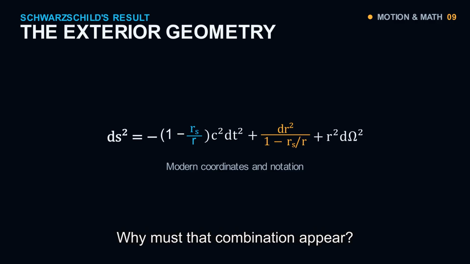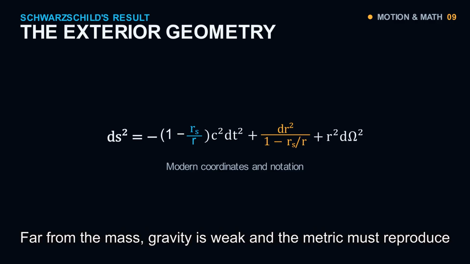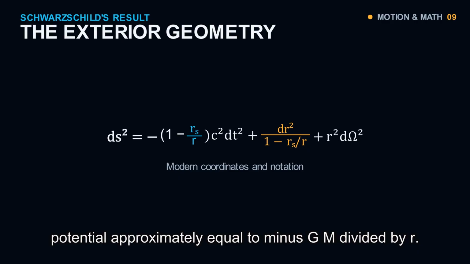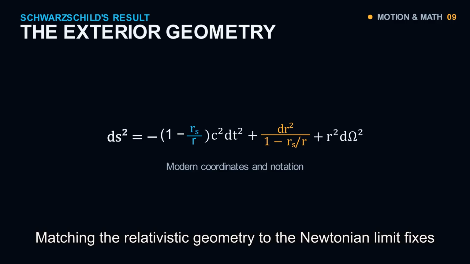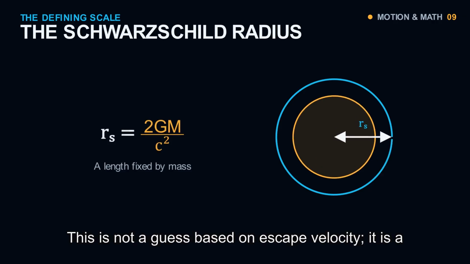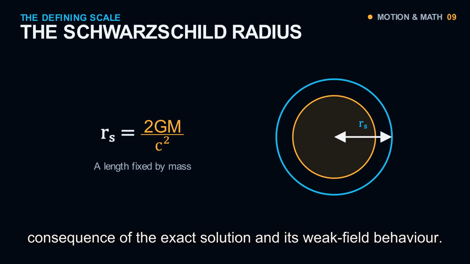Why must that combination appear? Far from the mass, gravity is weak and the metric must reproduce Newtonian gravity. In that limit, the time component encodes a gravitational potential approximately equal to minus GM divided by r, matching the relativistic geometry to the Newtonian limit and fixing the factor of 2.